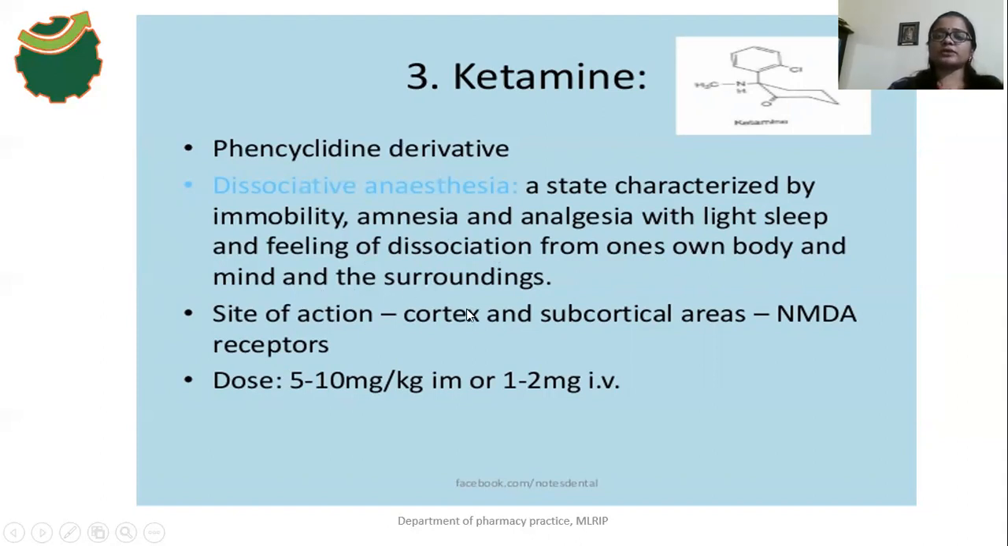And the site of action is what? Cortex and subcortical areas. And what is the mechanism of action of ketamine? It inhibits the NMDA receptors. What kind of receptor is the NMDA receptor? It is an excitatory ligand-gated ion channel. As a result of inhibition of NMDA receptors, what will happen? The depolarization effect is inhibited, and there is no passage of the nerve impulses from the nerve cells to muscle cells. The dose of this drug is 5 to 10 mg per kg IM route or 1 to 2 mg per kg IV route.